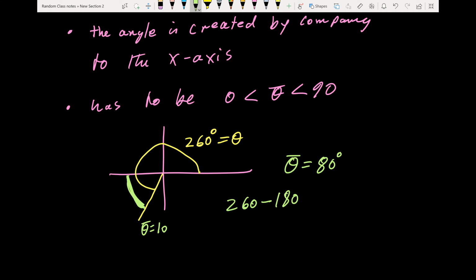So, if you understand this, you understood 50% of this class for the semester. All right, now let's incorporate this.